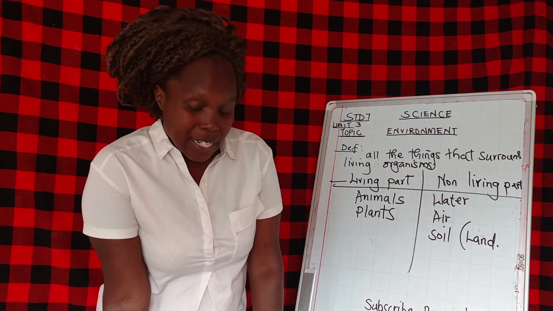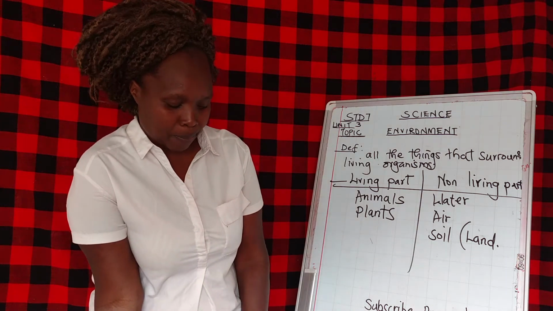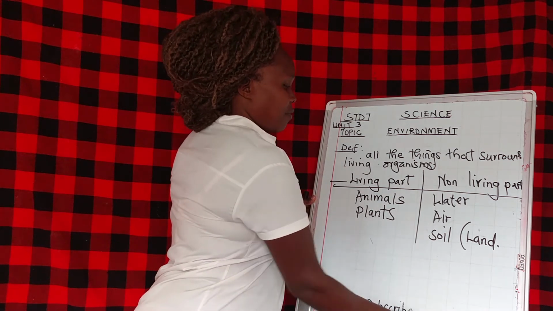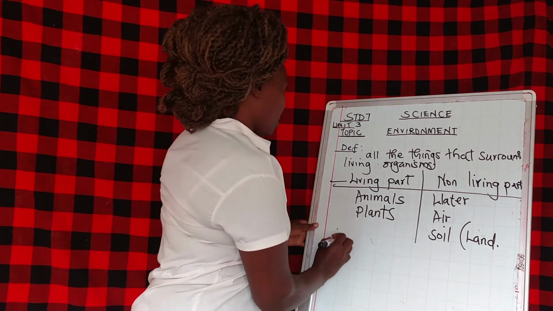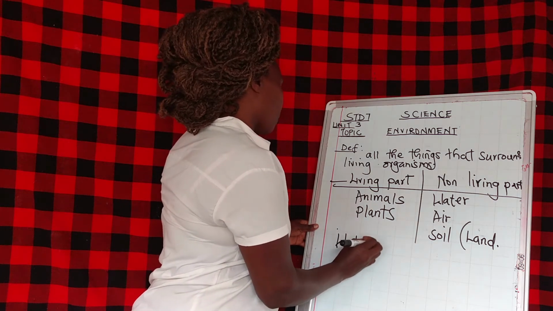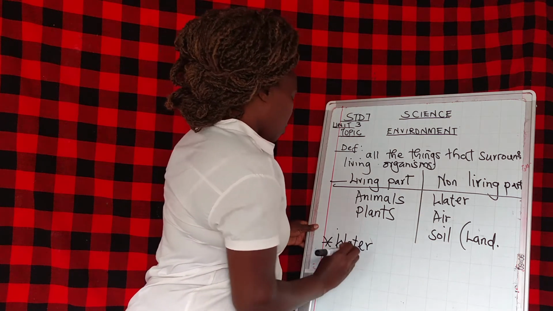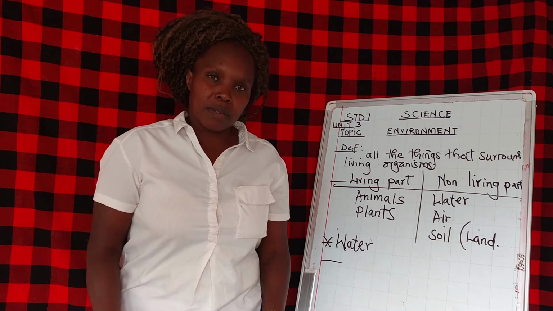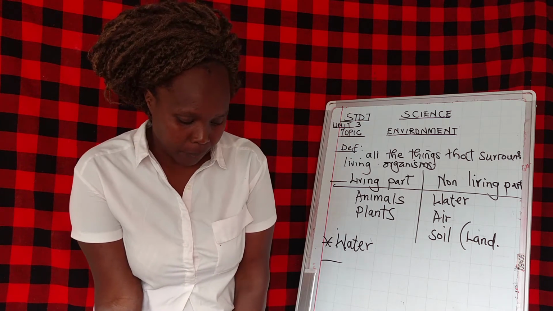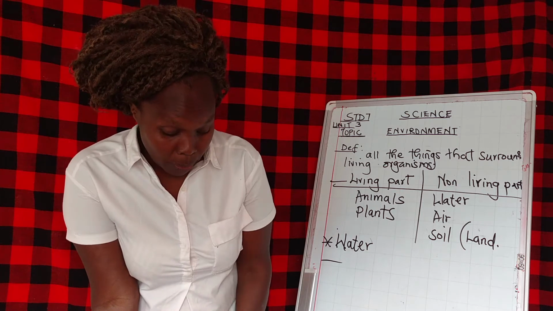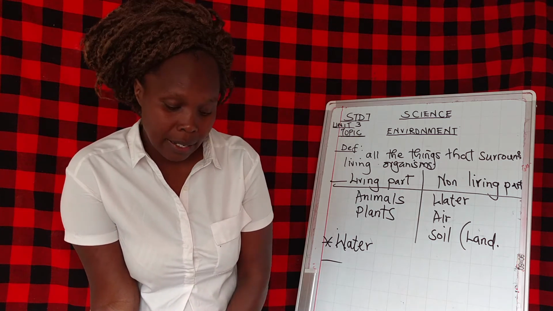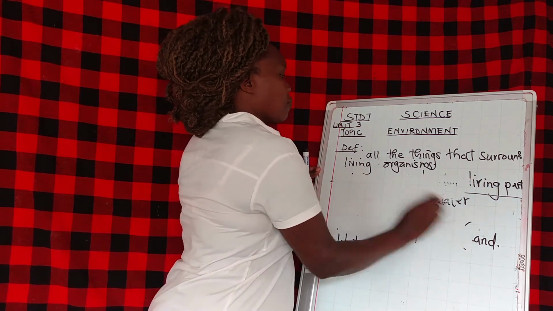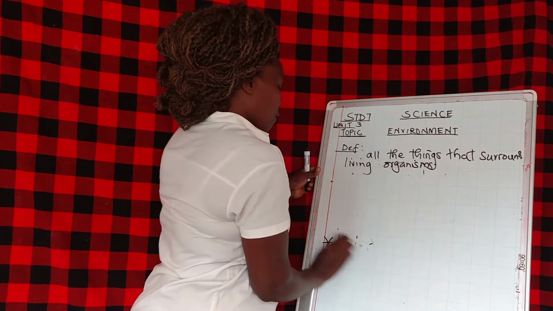So we're going to look at the essentials of water. How does water help us in our environment? Let's talk about water. Water is very essential to all living things, that is plants and animals. Water is a very important component for both plants and animals. Water is found in different forms.